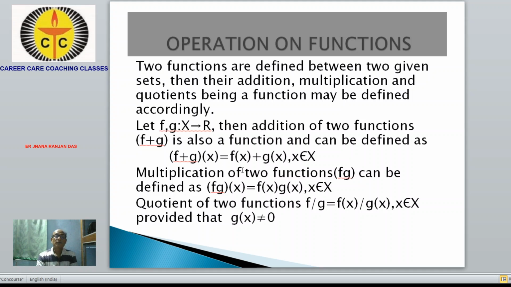The multiplication of two functions fg can be defined as fg(x), that is equal to the multiplication of f(x) into g(x), where x belongs to X. Similarly, the quotient of two functions f divided by g is equal to f(x) divided by g(x), where x belongs to X, provided that g(x) is not 0 for any value of x. Then only the quotient of two functions can be defined as a function. This is all about operation of functions.